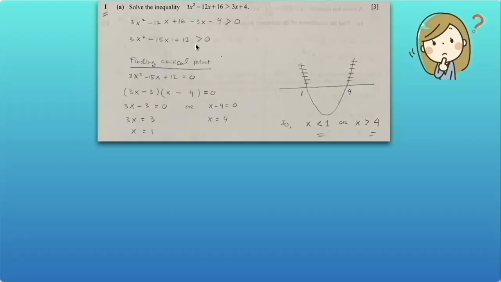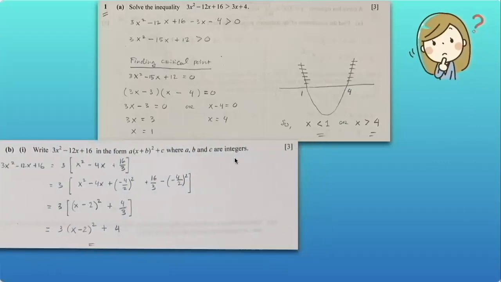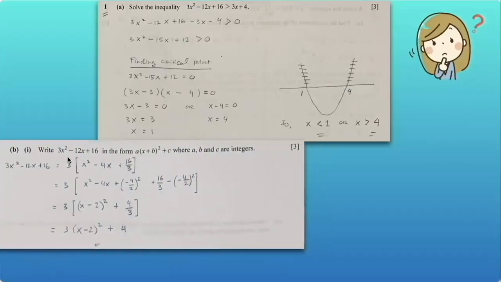And next, we refer to this notation, which is greater than. So we want part of the parabola above this line here. So we want this part and we want that part. So the answer is x is less than 1 or x is greater than 4. Next, we are asked to change from standard form into vertex form. So we can use completing the square to get the answer.